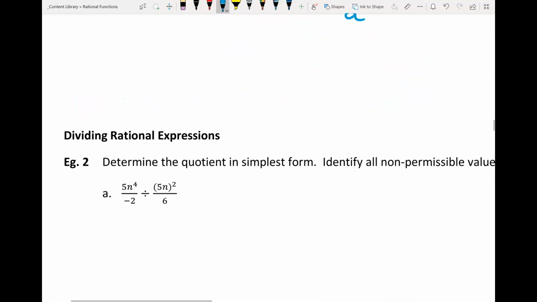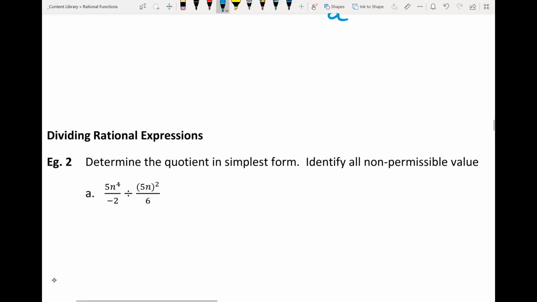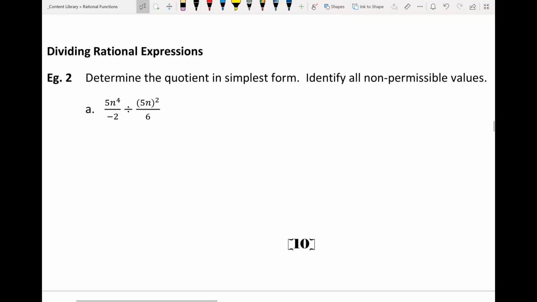Moving on to dividing rationals, we're going to use the same rule as dividing fractions, where we will change the division sign to multiplication sign and then flip the second fraction. So I'm going to do that first before I state my NPVs. The first rational you're going to leave alone. Then we're going to change our division to multiplication and then flip the second rational.